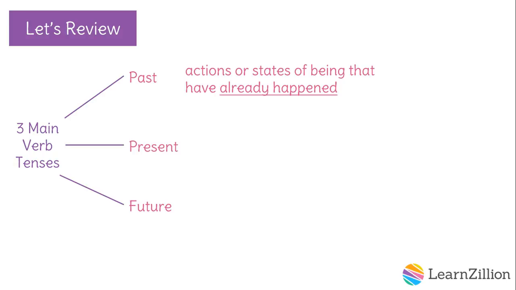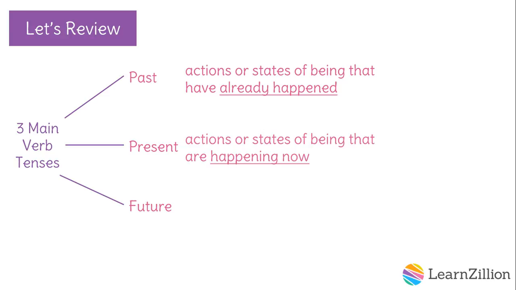We use past tense verbs to talk about actions or states of being that have already happened. We use present tense verbs to talk about actions or states of being that are happening now, and future tense to talk about actions or states of being that will happen.